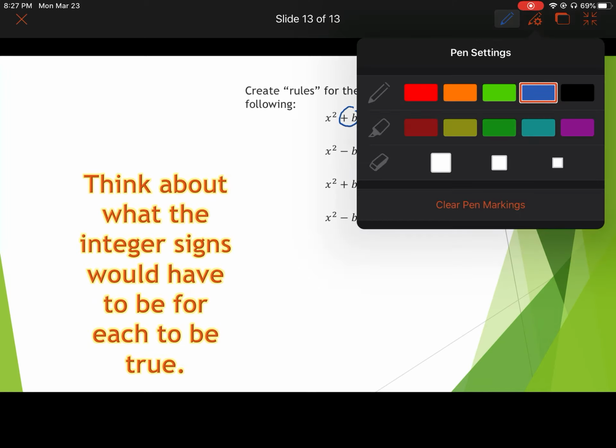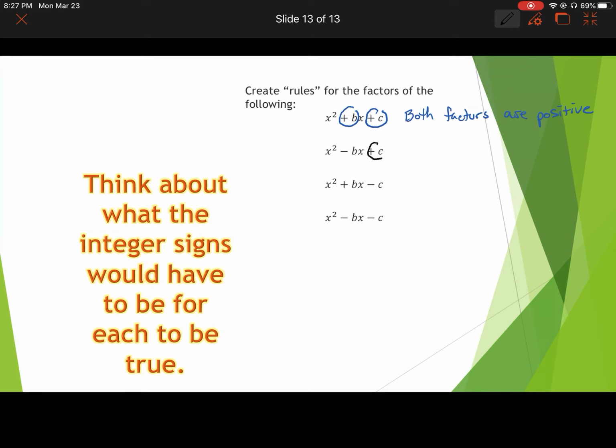And for this second one, I know that if I have a positive product, positive C, but a negative B value, okay, so how do I end up with a positive product but a negative sum? Well, if both factors are negative. Okay, so these rules just kind of help you clue in on, okay, well, what types of numbers should I be looking for?